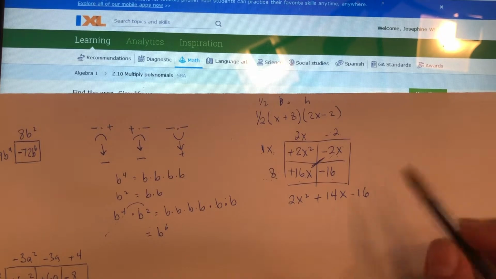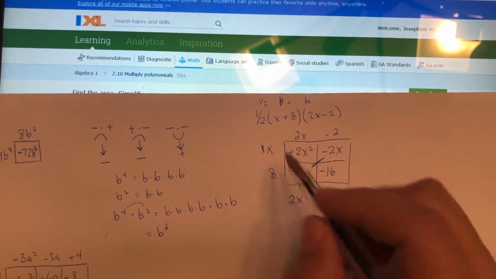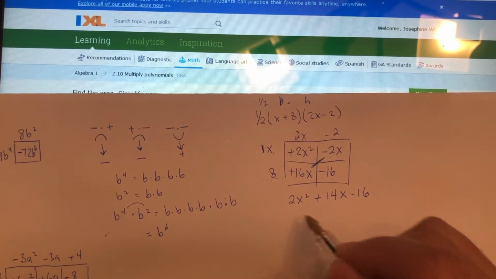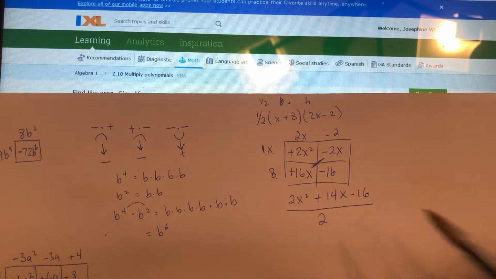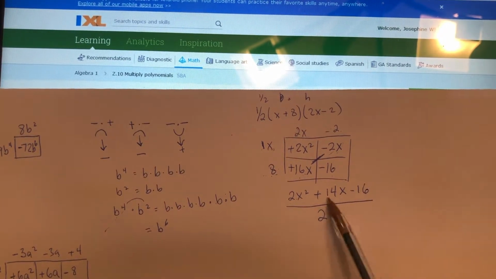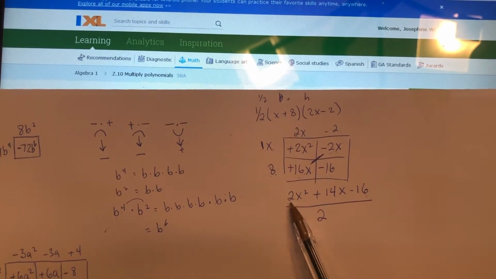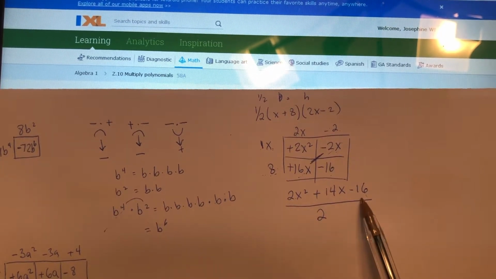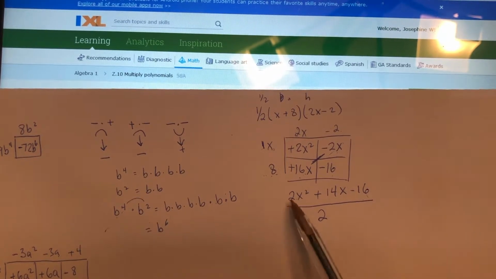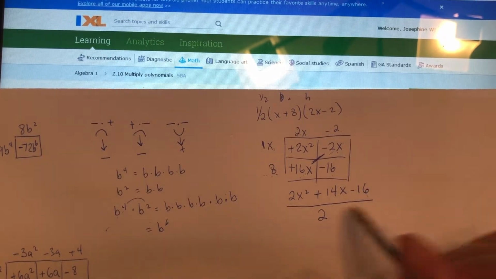Now I have to multiply everything there by a half. Now, when you multiply by a half, it's the same as dividing by 2. So you can multiply each individual thing by a half. So a half times 2 is going to give you 1. A half times 14 is going to give you 7. A half times 16 is going to give you 8. Or you could just divide every single thing by 2.